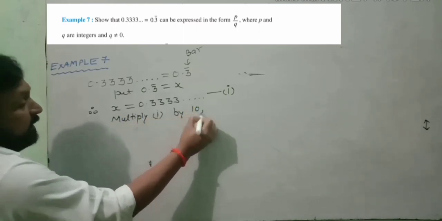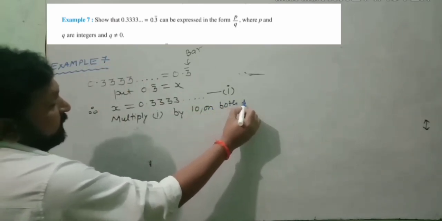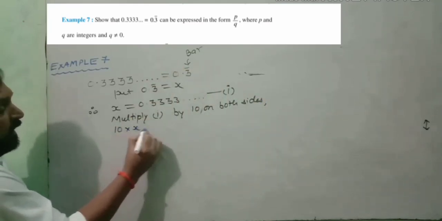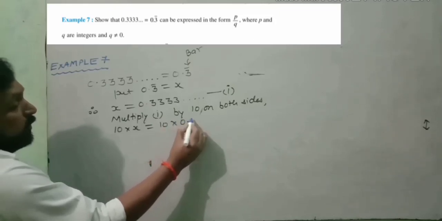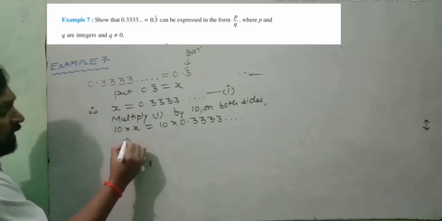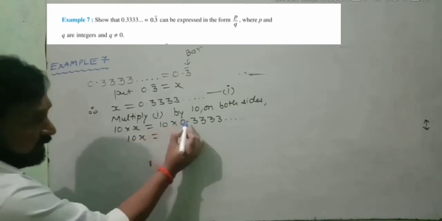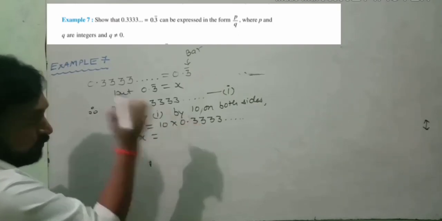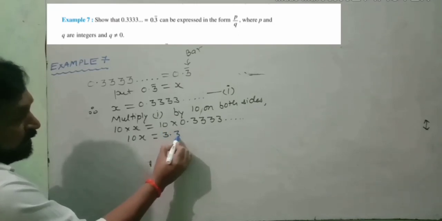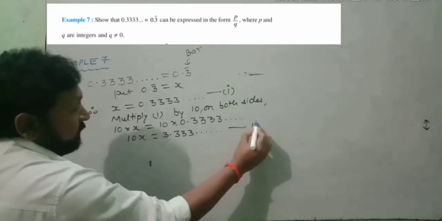equation 1 by 10, and it is obvious that we have to multiply on both sides. It is a very basic rule of maths. It means it will become 10 into x equals 10 into 0.3333 dot dot dot. Just solve it. 10x will be equal to, if this thing gets multiplied by 10, then the decimal will come one place forward. It means it will come between these two 3s: 3.333 dot dot dot. Give it equation number 2.